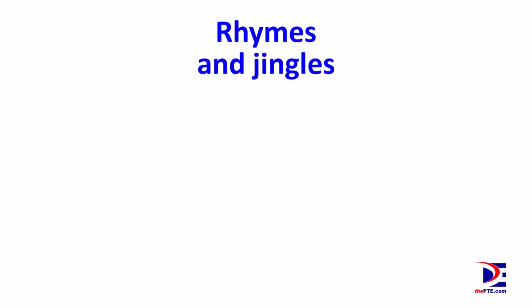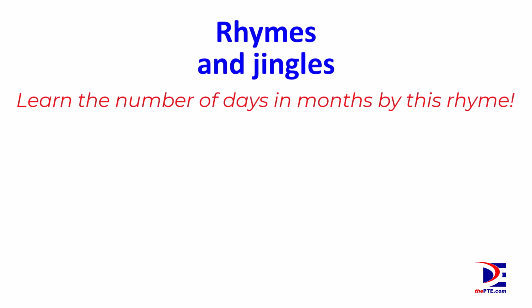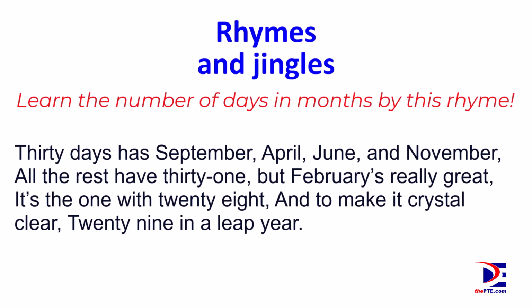The third type of mnemonics is rhymes and jingles. By creating rhymes or catchy jingles, you have an effective way to remember information. Thirty days has September, April, June, and November. All the rest have 31. But February's really great. It's the one with 28. And to make it crystal clear, 29 in a leap year.